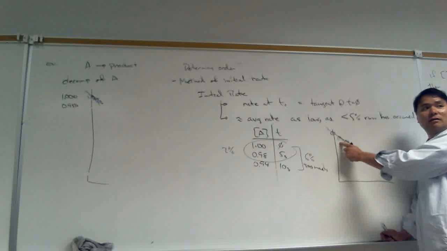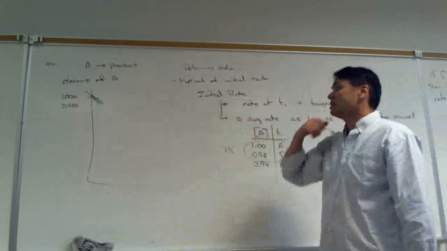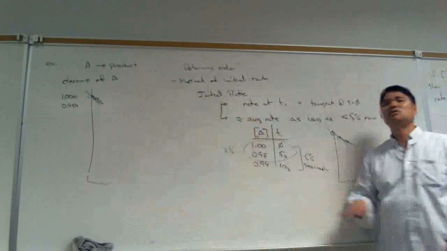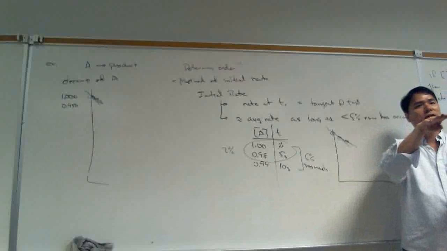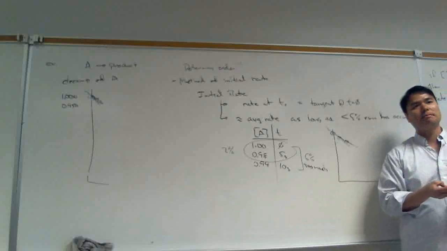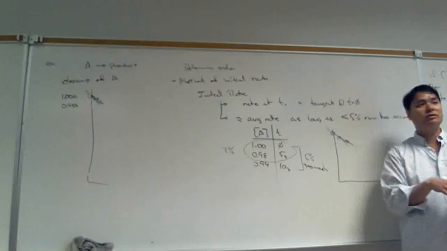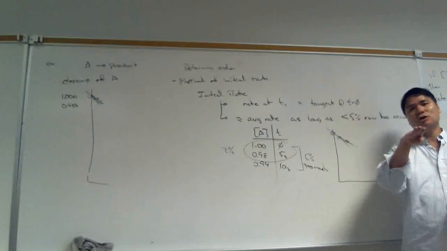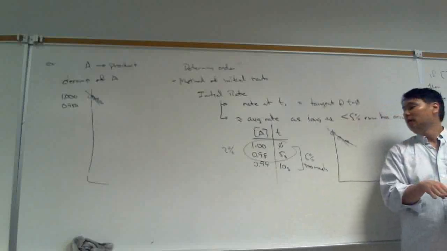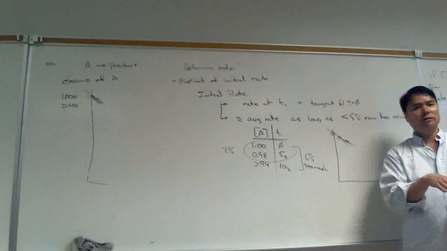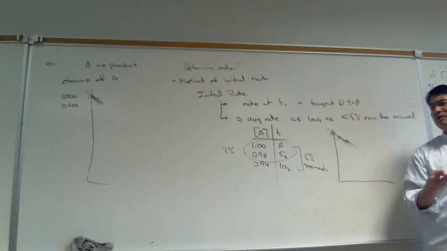And figure that out. Now the trick with the method of initial rates is this. What we want to do is double the concentration. If we double the concentration, then we're looking for three things. If we double the concentration and the rate stays the same, we call it zero order. If we double the concentration and the rate doubles, we call it first order. If we double the concentration and the rate quadruples, then it's second order. Those are the three possible scenarios we're looking for.